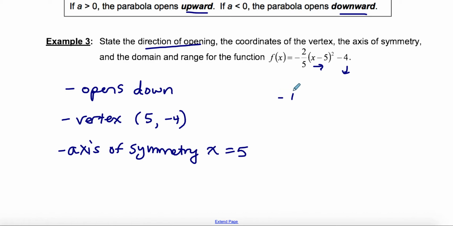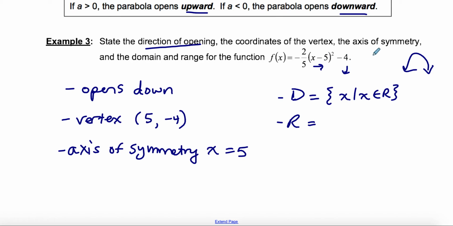The domain for a quadratic is always x such that x is an element of all real numbers. And then the range might be a little confusing. I know that this parabola opens down, so it's going in this direction. I know that if I go right 5 and down 4, this is going to be the highest point at negative 4. So the range is going to be the set of y such that y is less than or equal to negative 4, and y is an element of all real numbers.